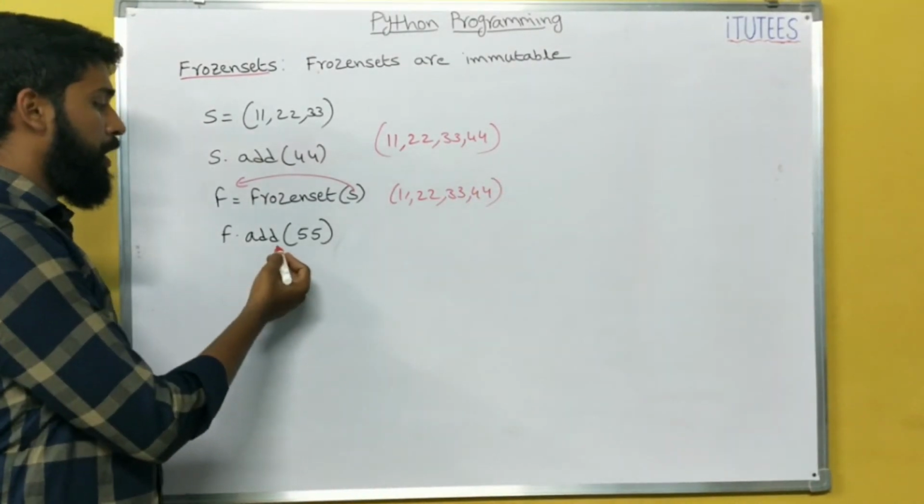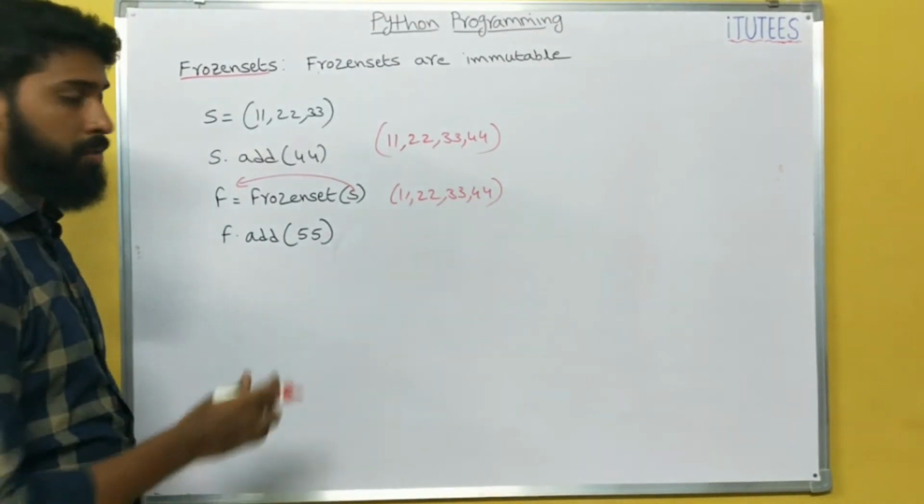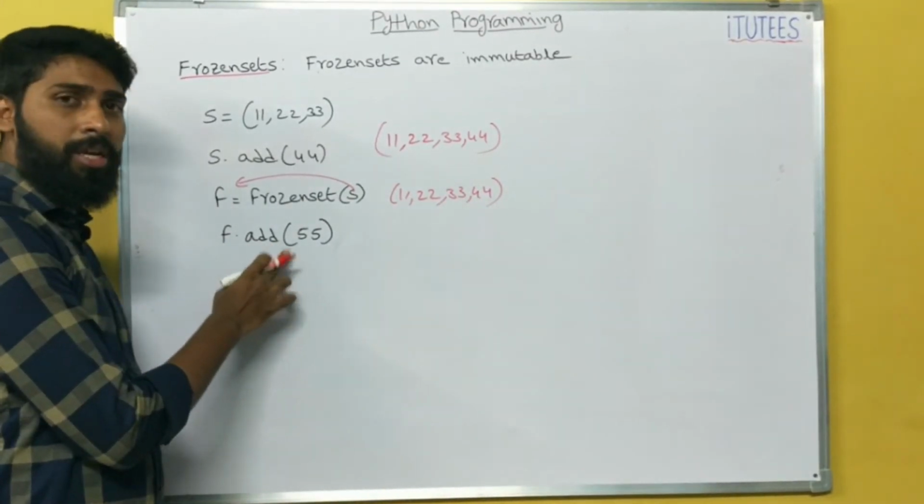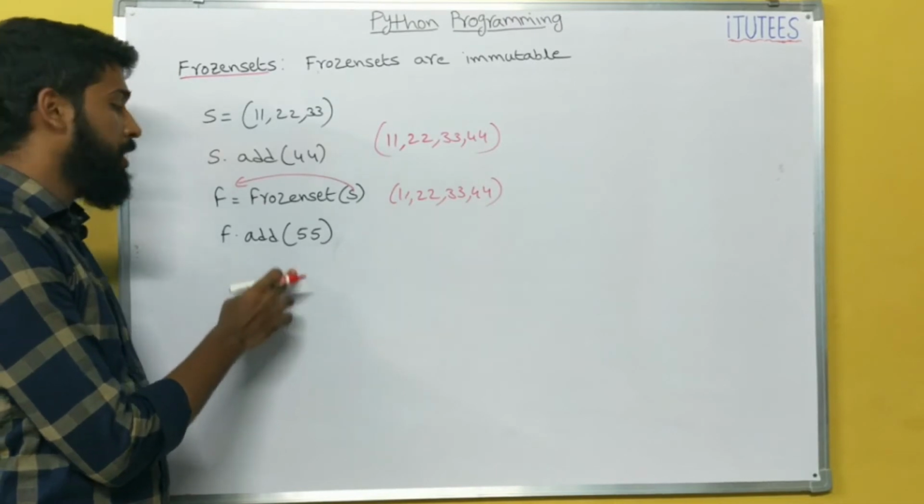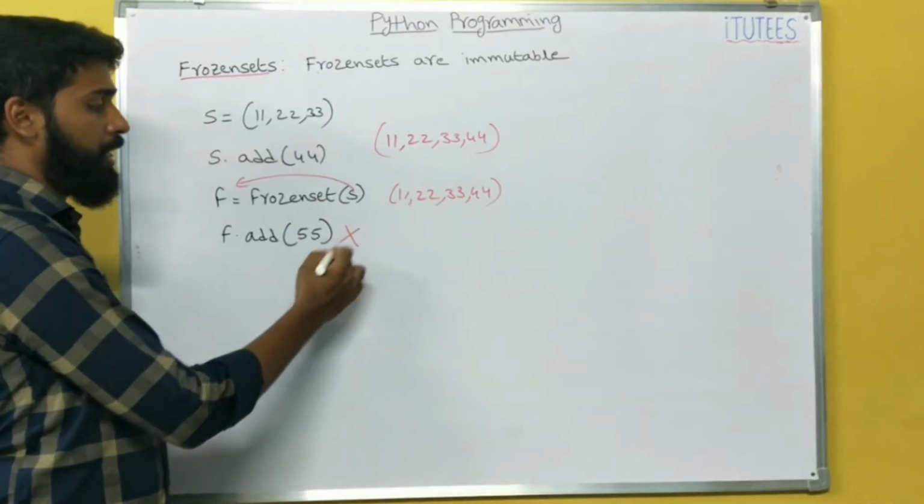Now I want to modify this set. F dot add 55. So what is a frozen set? Frozen set is the immutable form of the set. So we cannot alter the set, so it returns error.